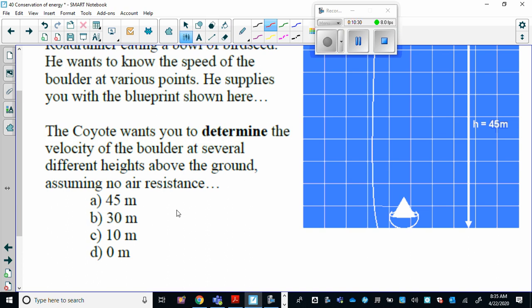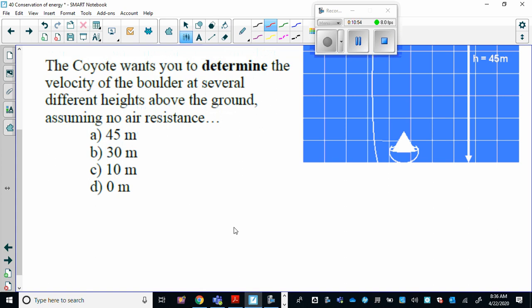So let's just talk about that briefly. Obviously, at 45 meters, we assume that the boulder is not moving yet, so its velocity is going to be 0. And at the bottom, at 0 meters, it's going to be a maximum velocity. At 30 and 10, it's going to be somewhere in between 0 and the maximum velocity. So A is easy.